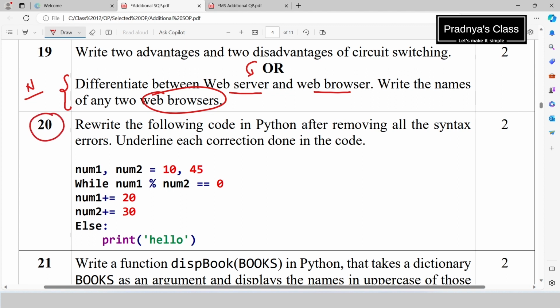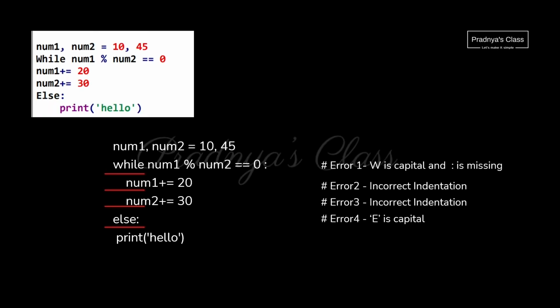Moving ahead to the next question, we have to rewrite the code by removing all the syntax errors. The corrections which we'll be doing in the code should be underlined. This type of question is easy. If you know the answer, you can skip this portion. Let's start from the first statement. This looks okay. Look at the second statement now. When we look at the keyword while, we notice that W is capital. So that's the first error. In this way we got the first error. We will be correcting it, underlining it, and it will be good if you mention it also.